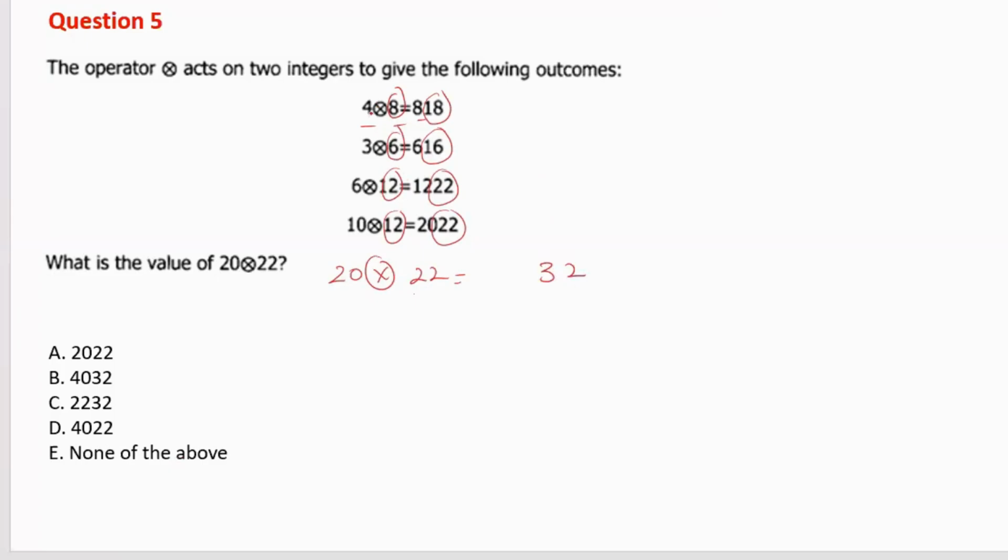Now I'm talking about the first. 4 becomes 8, 3 becomes 6, 6 becomes 12, 12 becomes 20. So 20 will become 40. So it means 40, 32, 4032 will be my answer for that.